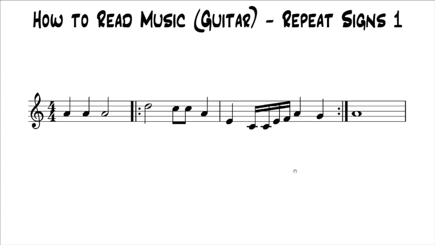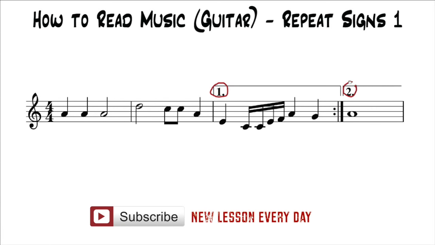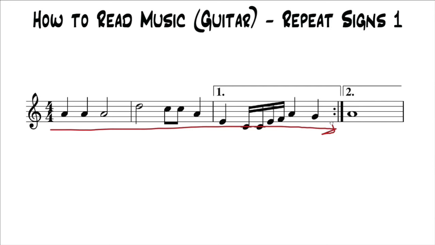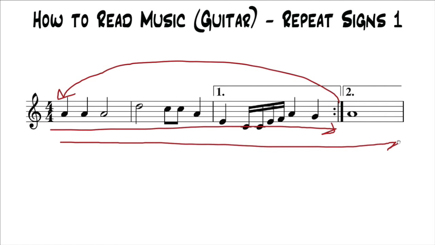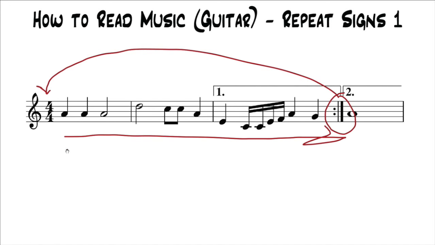Next thing we're going to look at is first and second endings, and they look like this. You can see these two brackets up here that say one and two. That's first ending, second ending. And the first ending has the end repeat sign. So what happens is you start at the beginning, you play to the end repeat sign, you go all the way back to the beginning, and the next time through, you play through to the second ending, but you skip the first ending that time. So that's what first and second endings mean.